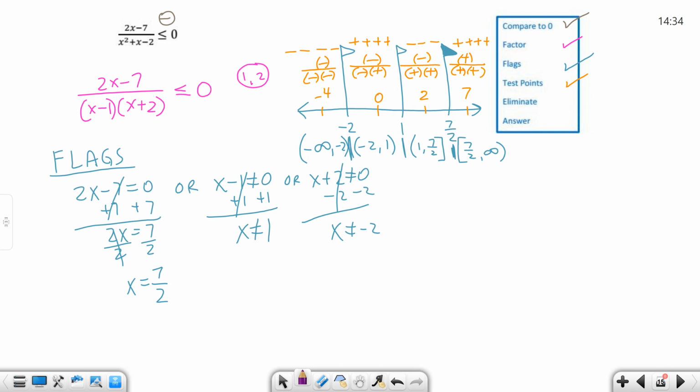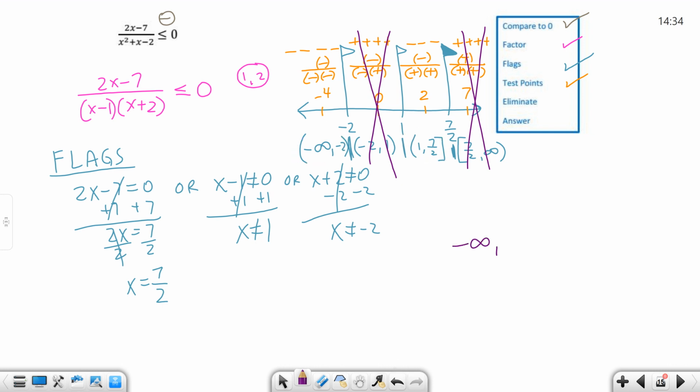And then eliminate. Well, I'm looking for negatives, right? So negative, we keep this interval here, right? We keep that one. We get rid of this one because it's pluses. We keep this one because it's negatives. And this plus we get rid of. So my answers are going to be this thing and this thing right here, right?